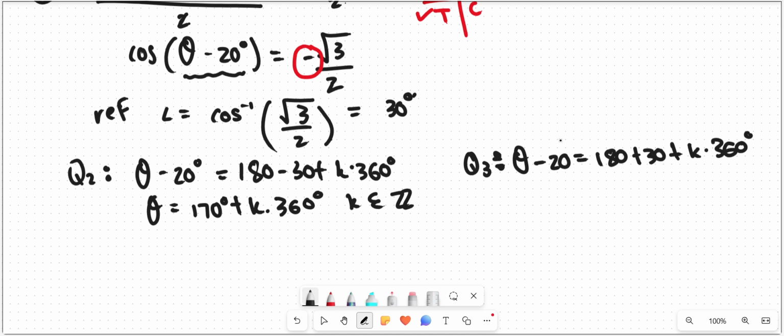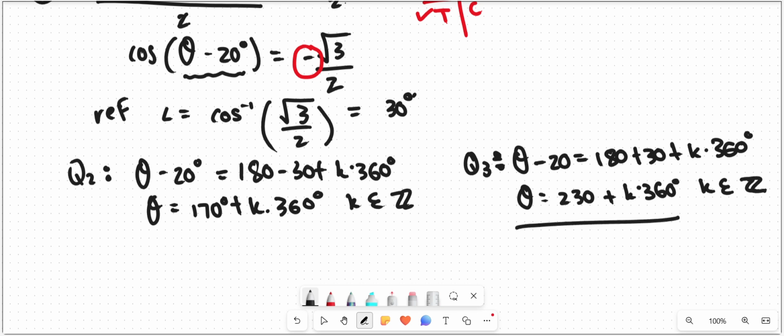And this time you are adding with the 30, but you are also adding with the 20. And if you do that, you should end up with 230 plus k 360. Sorry, k 360, where k is an element of integers. And there we go. There's my one solution, and there's my other solution. So I hope this makes sense.